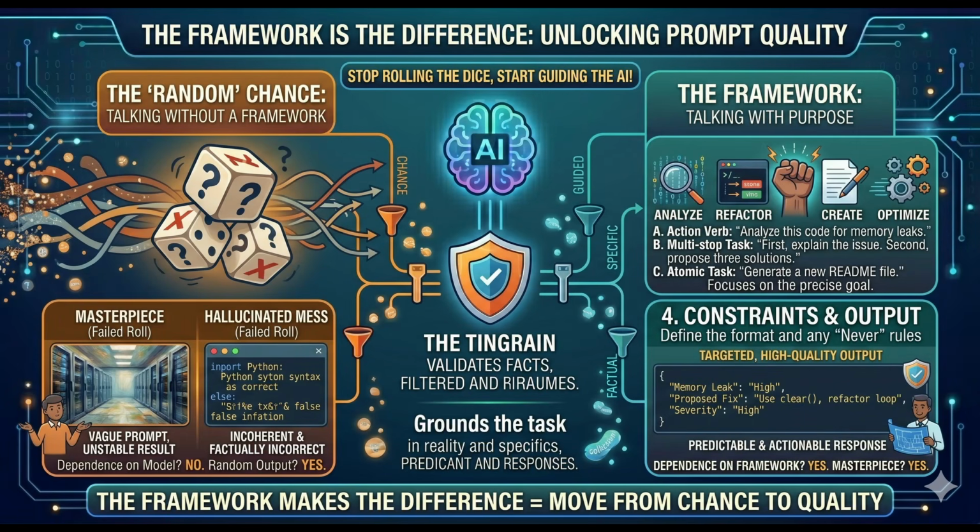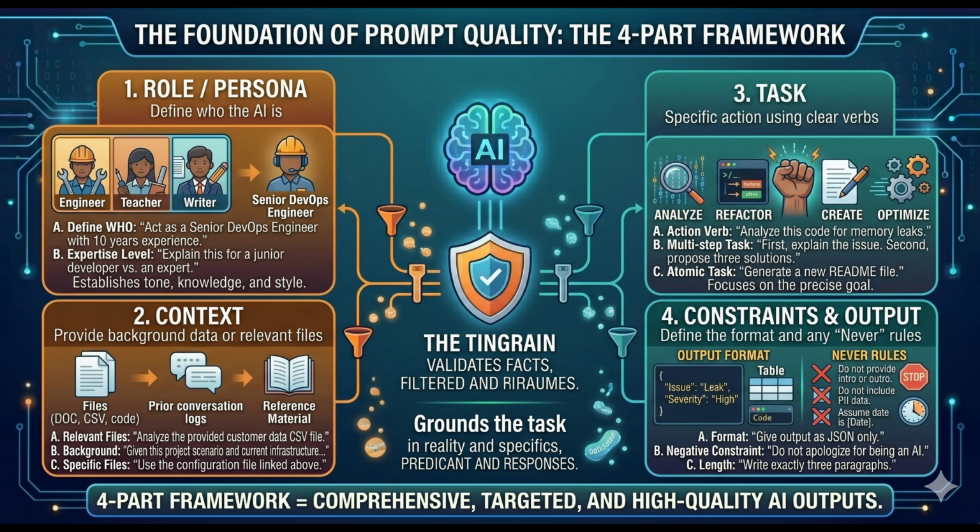Ever feel like talking to an AI is like rolling the dice? One day you get a masterpiece, the next day you get a hallucinated mess. The difference isn't the model, it's the framework. If you want professional-grade results every single time, you need to stop chatting and start architecting. Here is the 4-part framework to master your output.